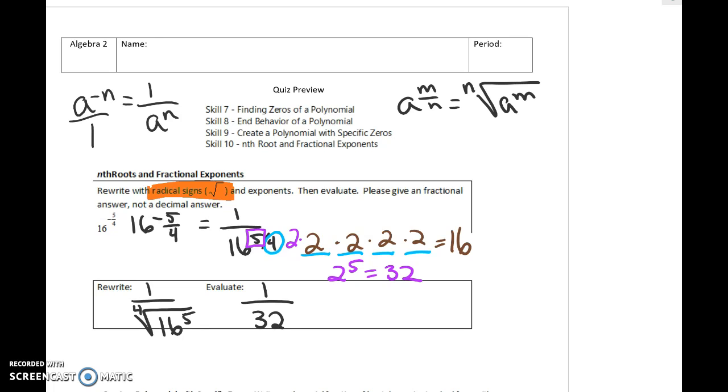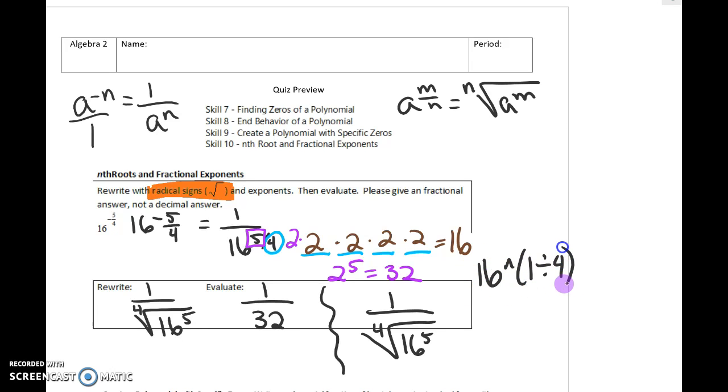If you wanted to use a calculator instead, here's how you would show your work, an alternate way. Right now you had 1 over the 4th root of 16 to the 5th. In order to type this into your calculator, I would do 16 raised to the 1 divided by 4. Remember to put in your parentheses, otherwise it's not going to work. That would get you 2. Then you would have 1 over 2 to the 5th, which would also still get you 1 over 32. So a couple different ways you guys can do it.